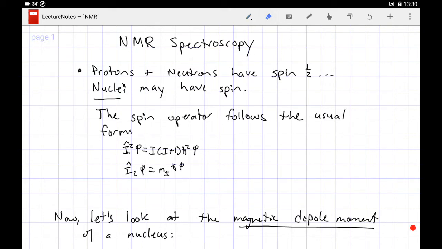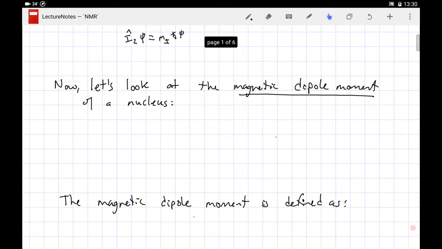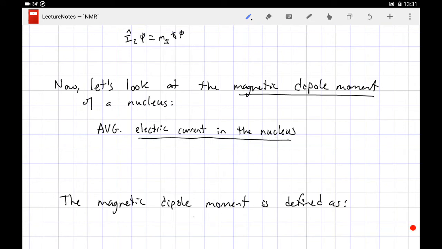Okay, and what we want to look at for nuclei is the magnetic dipole moment of a nucleus. Now, this is the average electric current in the nucleus. Okay. Now, this is different than the electric dipole moment, which looks at the distribution of charge around some arbitrary object, for example, the nucleus. Okay, so we're looking at the average current in the nucleus.